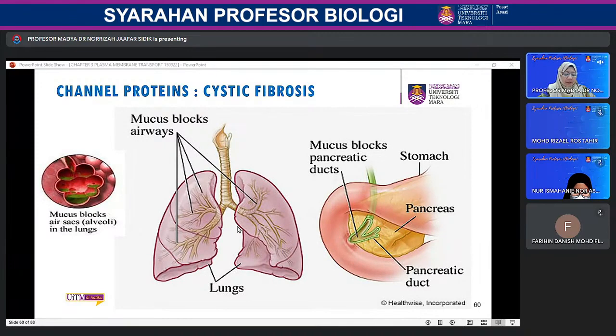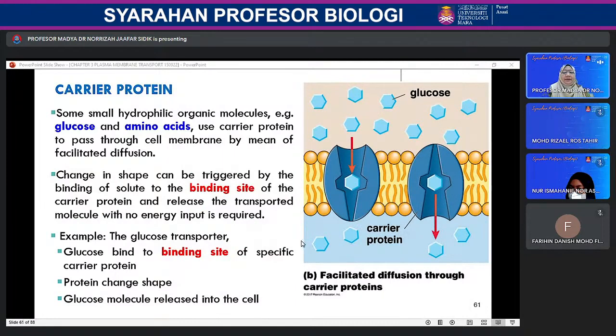You can further read on the gene involved in cystic fibrosis, the cystic fibrosis transmembrane conductance regulator, or what we call the CFTR gene. This gene is associated with cystic fibrosis. That one is for your further information. You can read the textbook.